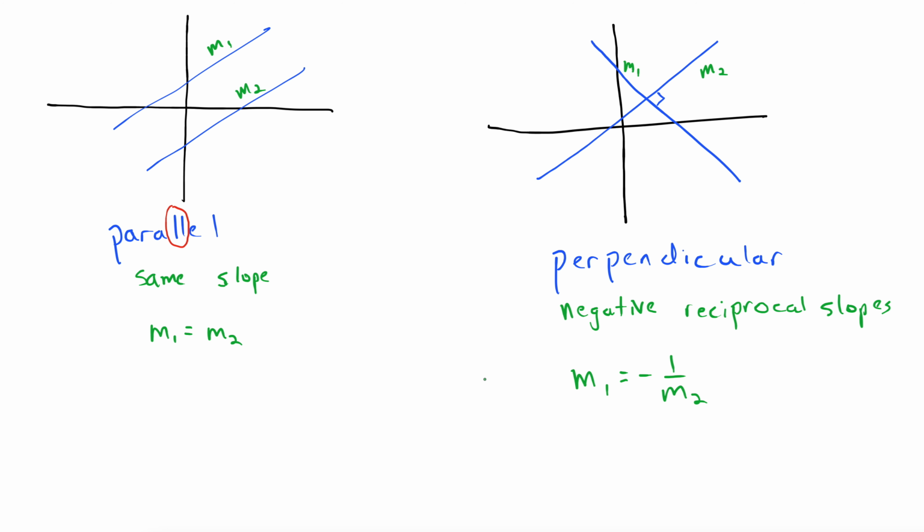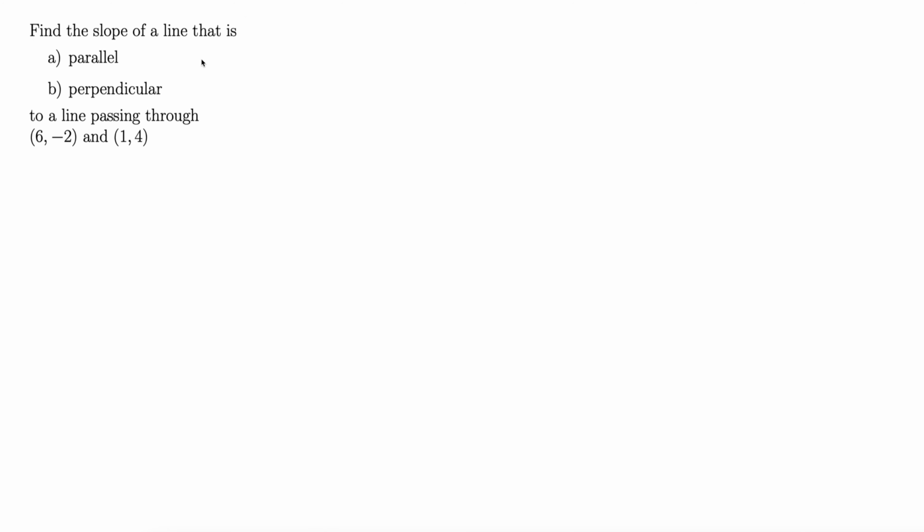Let's try this in an example. Find the slope of a line that is parallel and perpendicular to a line passing through (6, -2) and (1, 4). We can do that. Let's try A here. Remember, parallel lines have the same slope. So we just have to find the slope of this line, and then we can go from there.